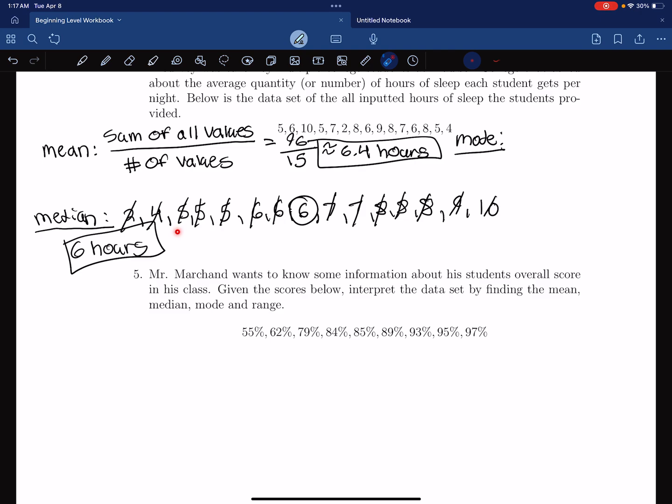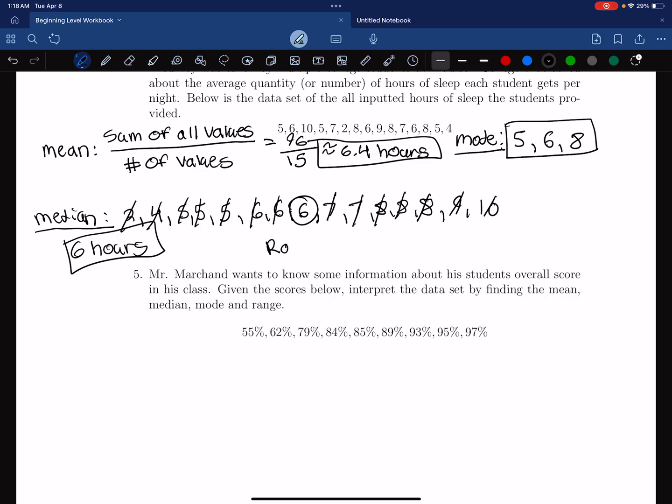If you notice, we have 5 that repeats 3 times, but 6 also repeats 3 times, and so does 8. And in this case, because there are no other values that repeat more than 3 times, and we have 3 values that repeat 3 times, this means that we have more than one mode. And in that case, our mode is all the values that repeat 3 times. So our mode is going to be 5, 6, and 8.